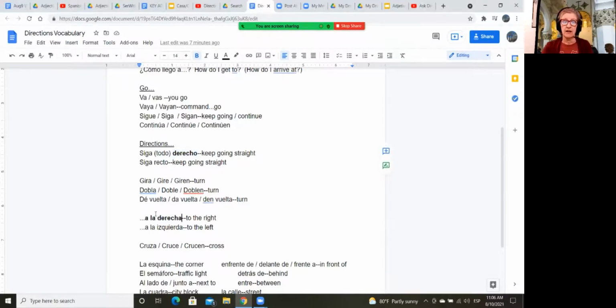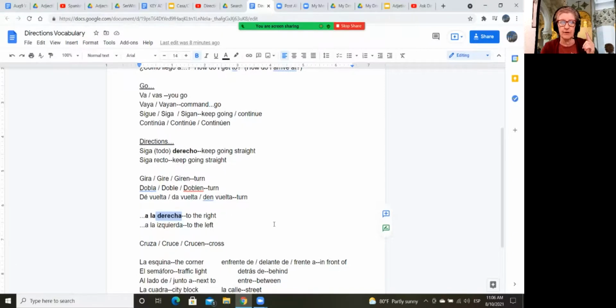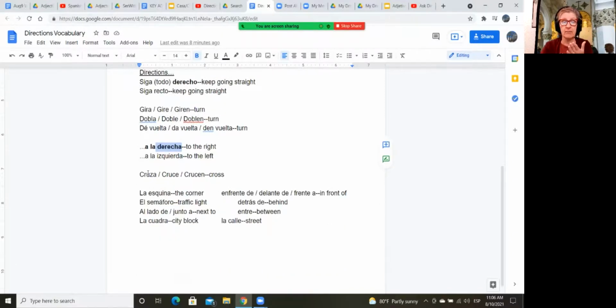But derecha with an A at the end is the direction right. They're only different by one letter. So cuidado. Izquierda, it's always left. But derecho and derecha are very, very different in meaning, and they only differ by one sound. And then I've got some other terms here.